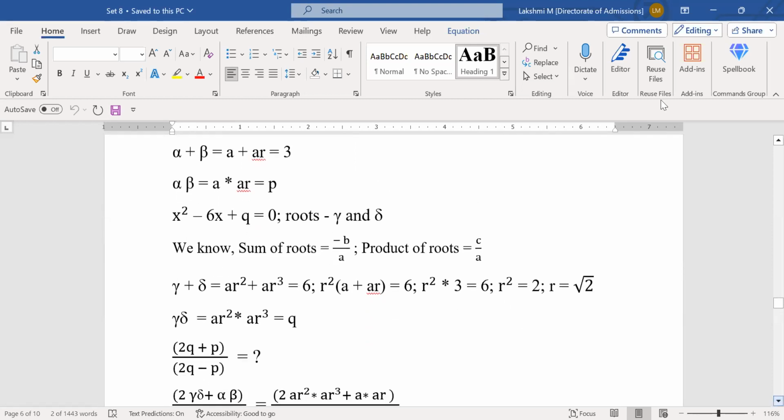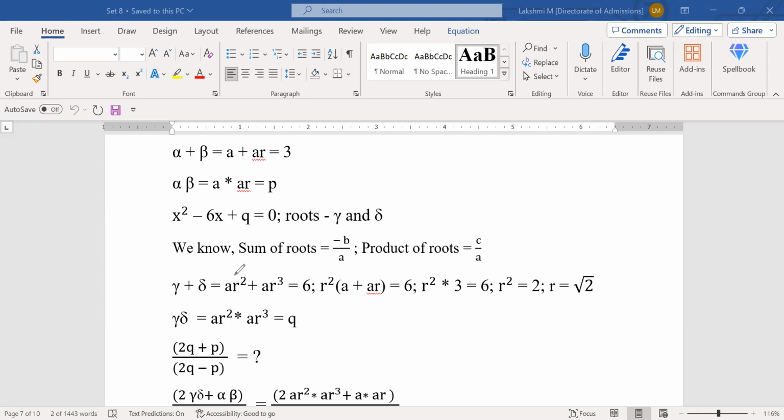So yes, the first part is alpha plus beta, that is A plus AR, which is equal to 3. The second one is alpha beta, that is A square R, which is equal to p. Now the next equation, the same way. Here also you need to find the roots. The first one is gamma plus delta, that is AR square plus AR cube, which will be 6. And the second one is gamma delta, which is equal to A square R to the power 5.